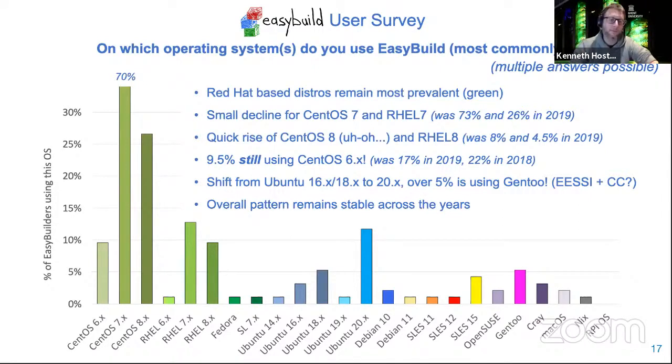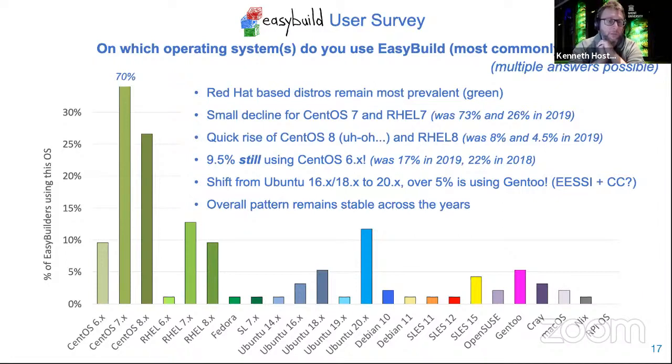One thing that was striking for me here is that almost 10% are still using CentOS 6. So this is probably on old and hopefully dying clusters. It's been going down, but a lot slower than I was expecting. So 10% is still quite high, I think.